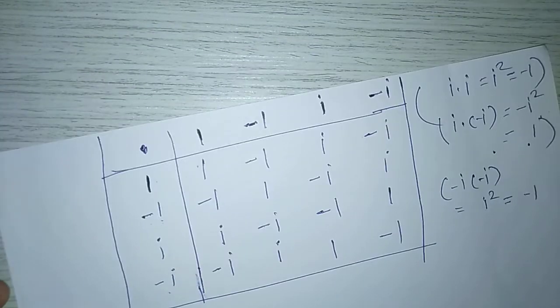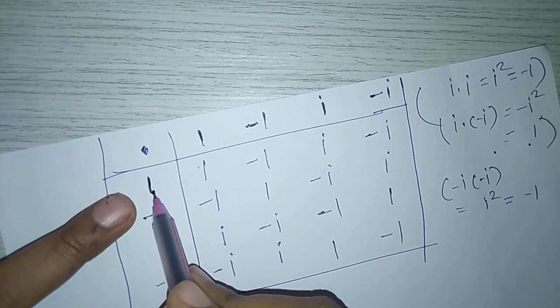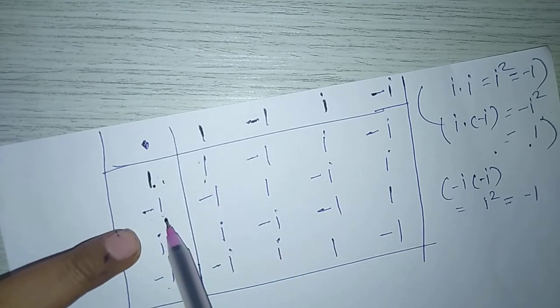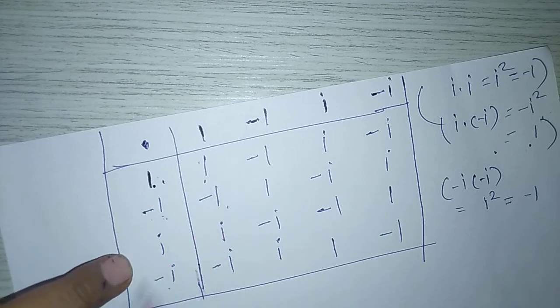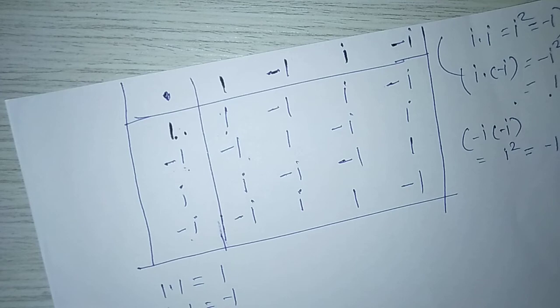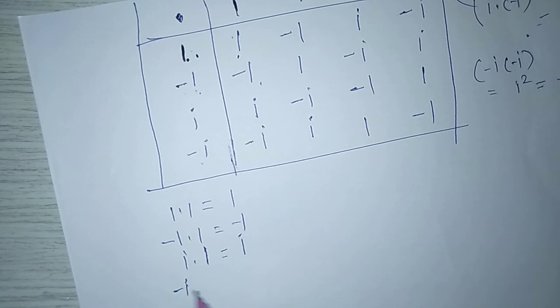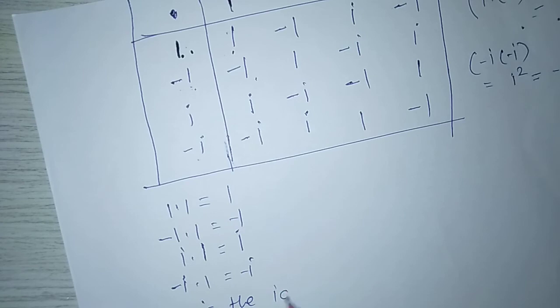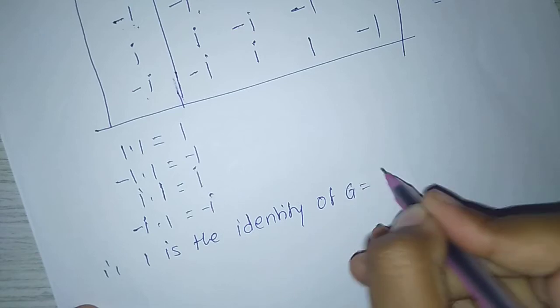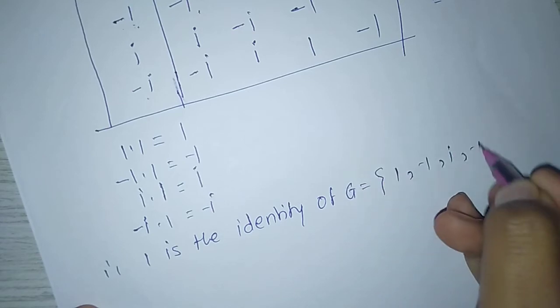Now here we can observe that 1 is the identity of G, because 1 into 1 is 1, minus 1 into 1 is minus 1, i into 1 is i, minus i into 1 is minus i. Therefore 1 is the identity of G.